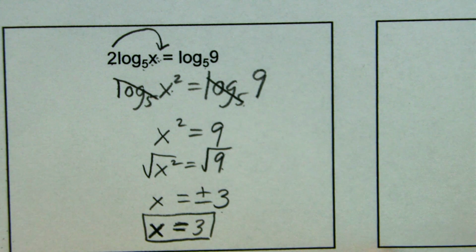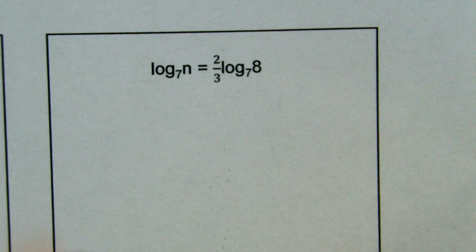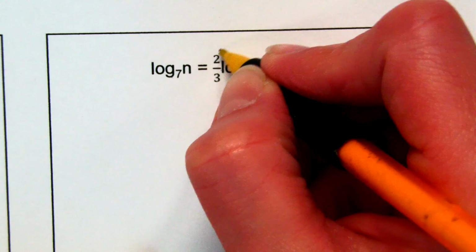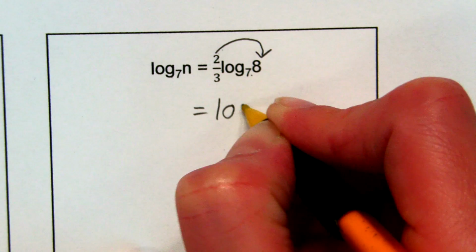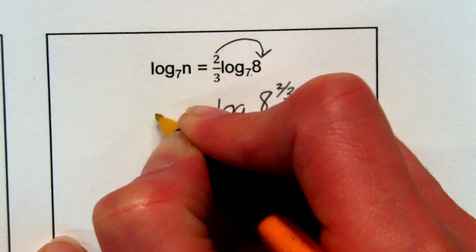Okay, so let's go ahead and take a look at the next one, which is similar but slightly different. I have log base 7s on both sides, but I have this 2/3 in front. Don't freak out that it's a fraction. We're just going to put it as a power over here. So I'm going to have log base 7 of 8 to the 2/3 power.